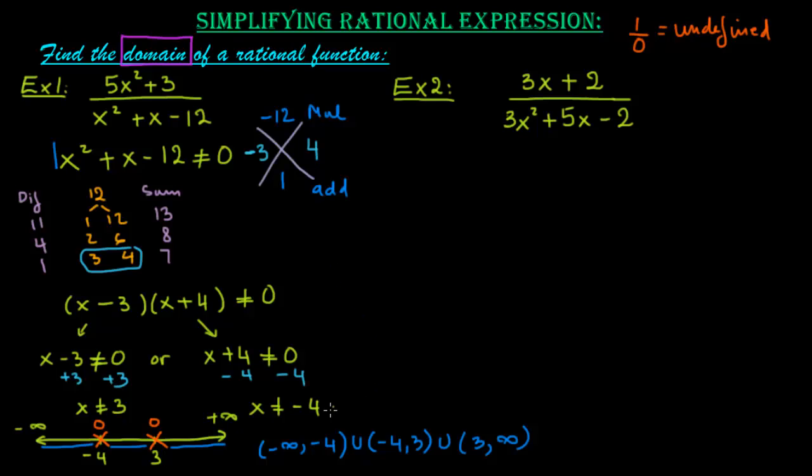So the final answer tells me that whatever number you choose for x, it cannot be equal to -4 and 3, and this is the interval notation for the solution. Let's say the answer is not clear for you, so let's check the answer. Okay, let's check the solution.